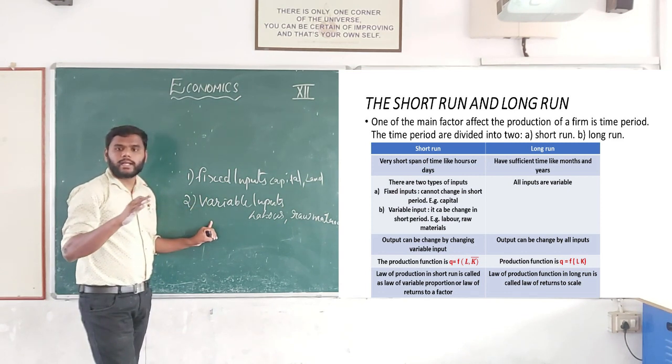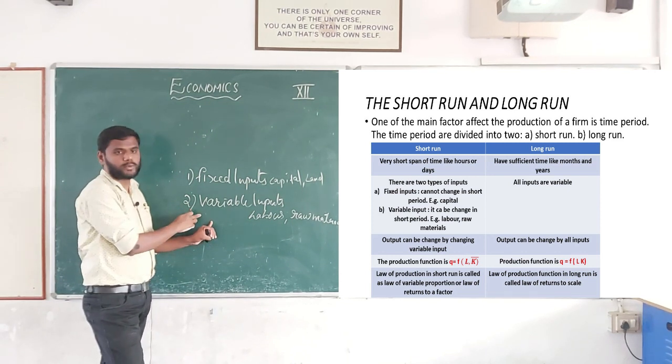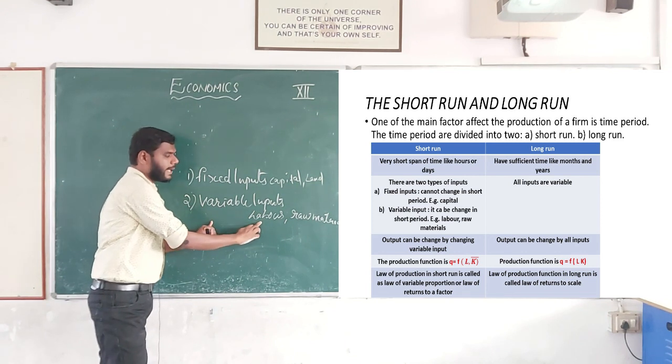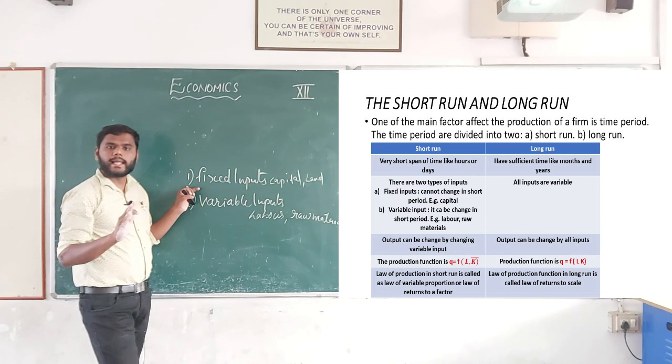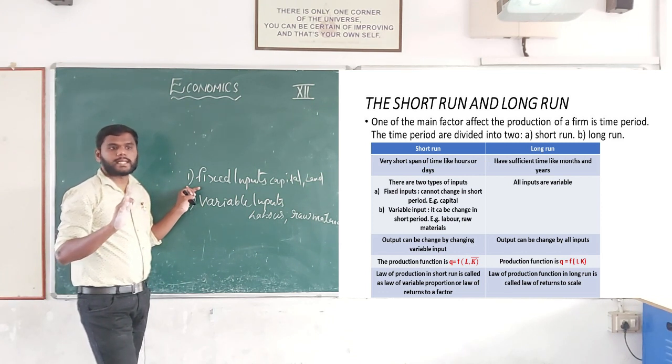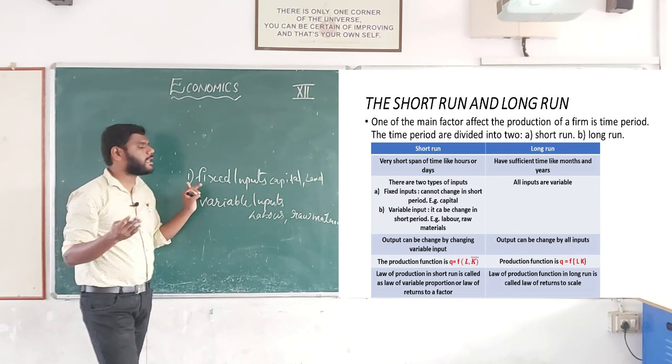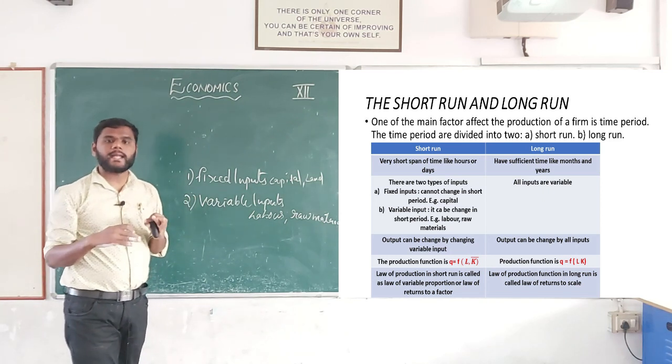See, short run ൽ ചില inputs മാത്രമേ വേരിയബിൾ ഉള്ളൂ. ആ ഇൻപുട്ട് ചേഞ്ച് ചെയ്യുന്ന ഇൻപുട്ടിനെയാണ് നമ്മൾ വേരിയബിൾ ഇൻപുട്സ് എന്ന് പറയുന്നത്. And that includes labor and raw materials. ചില ഇൻപുട്സ് വേരിയബിൾ ചെയ്യില്ല, that is change ചെയ്യില്ല. അതിനെ ഫിക്സഡ് ഇൻപുട്ട് എന്ന് പറയും, that is capital and land.